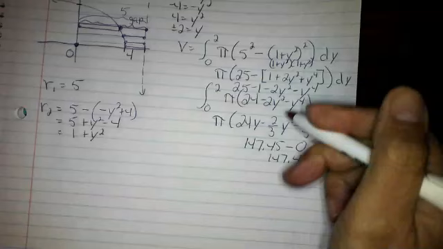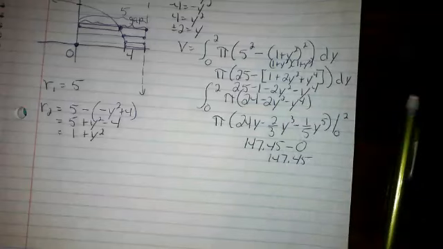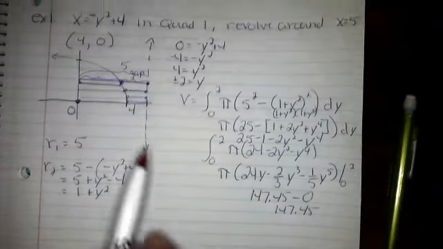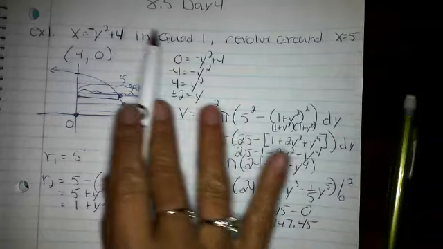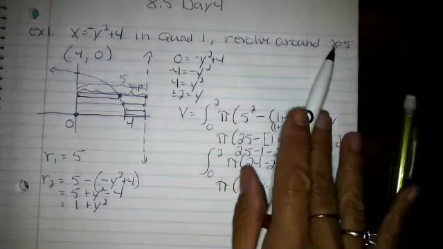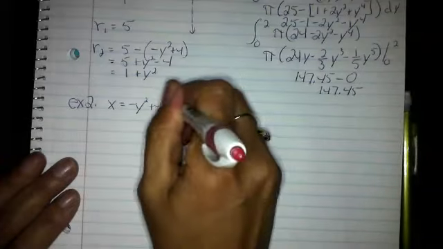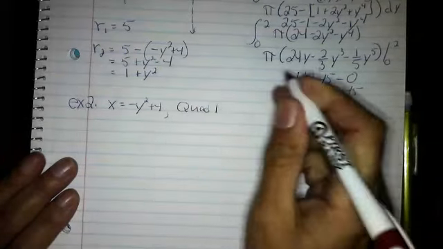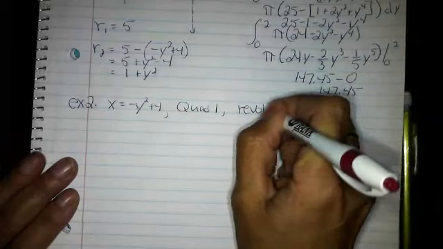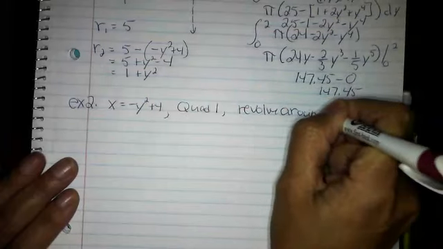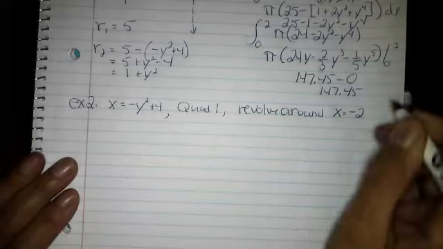Okay. The second one, we're not going to do the algebra because you're going to see it's pretty much identical. It's the setup and finding the radius, the 2 radius lengths out of the challenge. So we're going to use the exact same equation, still quadrant 1, but this time we're going to revolve around x equals -2. So we're just going to set it up. We're not going to bother with the calc part because I think it's pretty simple. So x equals -y squared plus 4 in quadrant 1. And we're going to revolve around x equals -2.